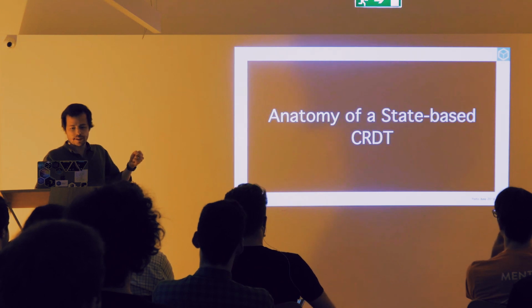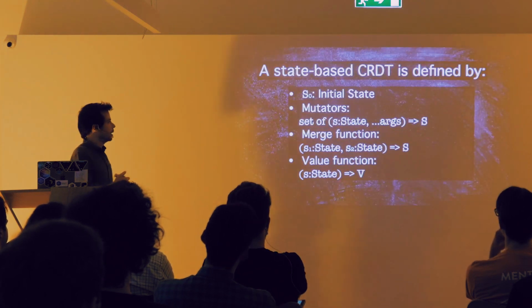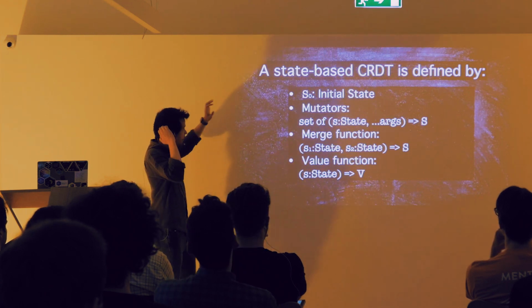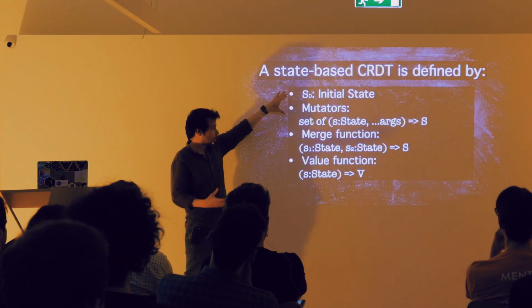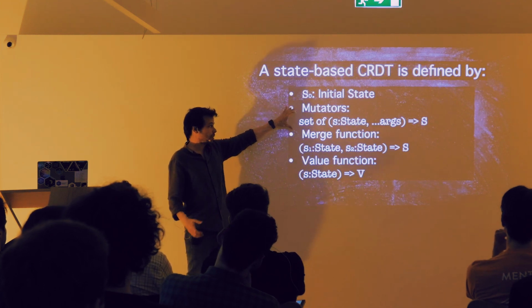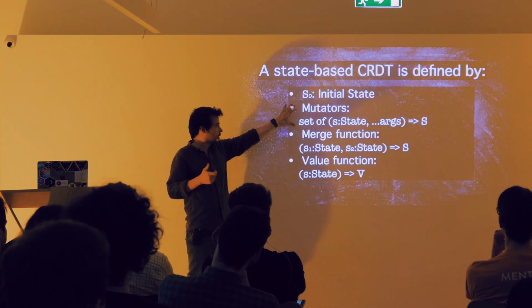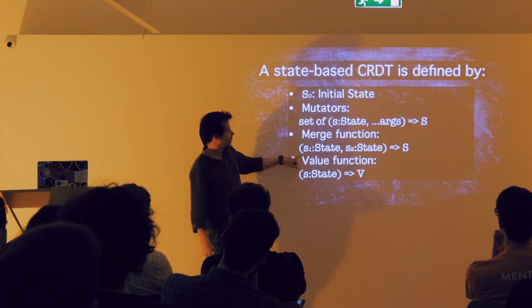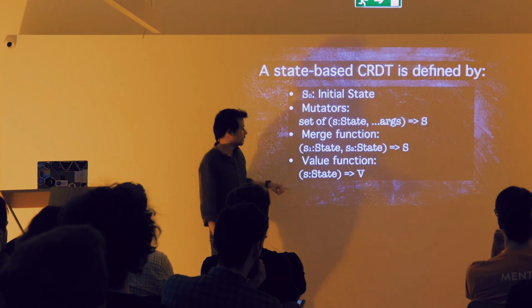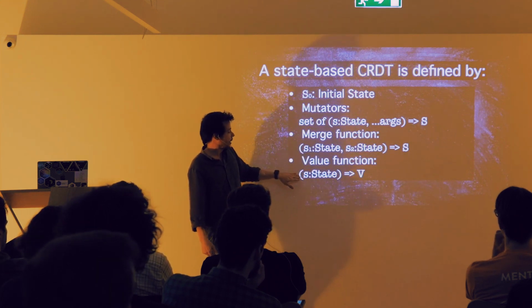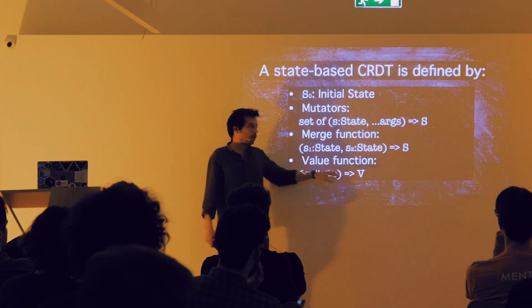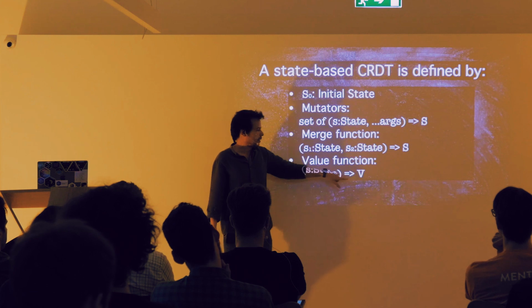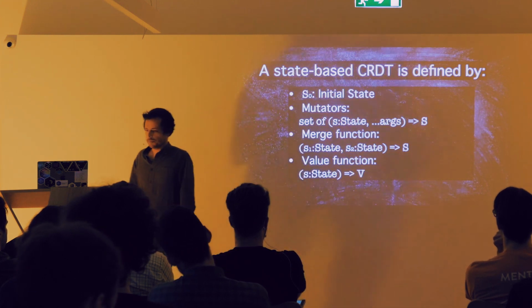Let's see what the state-based CRDT looks like. Very simple definition. There's an initial state. There's a bunch of mutators, so functions that change the state, and they return a new state, right? And there's a merge function that gets two states and returns a new state. And there's a value function that gets a state and then returns a value. For instance, if the CRDT represents an array, this is how you get that array out of the state, okay?